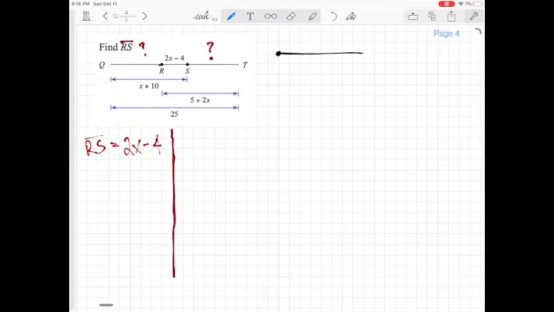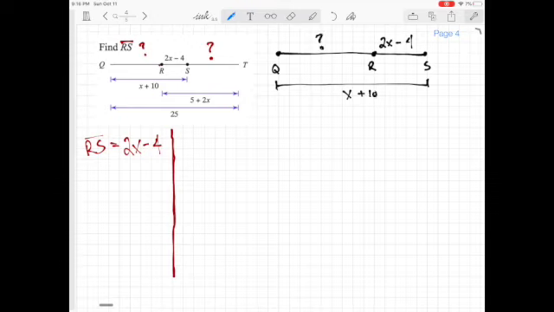The way I'm going to do this is I'm going to look at Q to S. That's this section right here. We're going to look at that section as if it was its own problem. So we've got QS with R in the middle, and we've got 2x minus 4. And we know the distance from Q to S is x plus 10. And we want to figure out what QR is. So in order to do that, let's set up a little model. We'll do it right here.